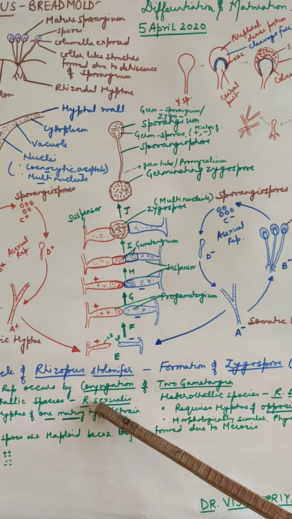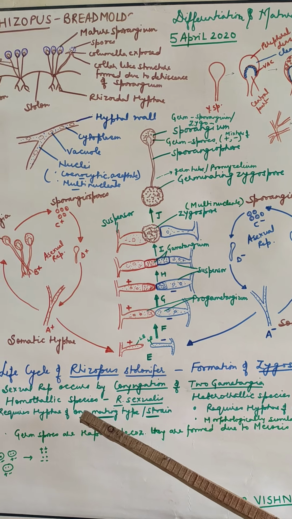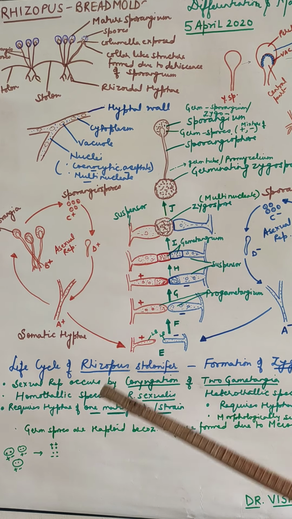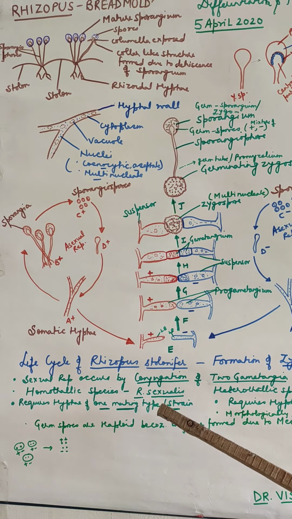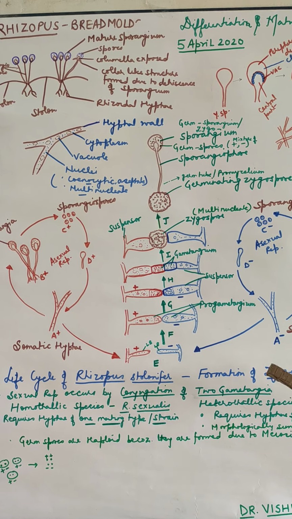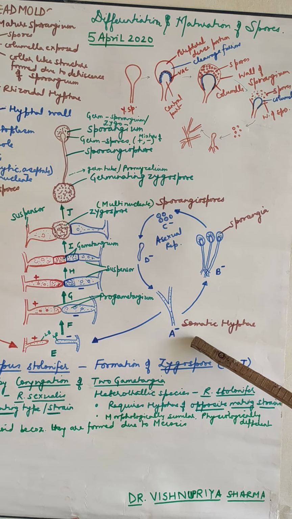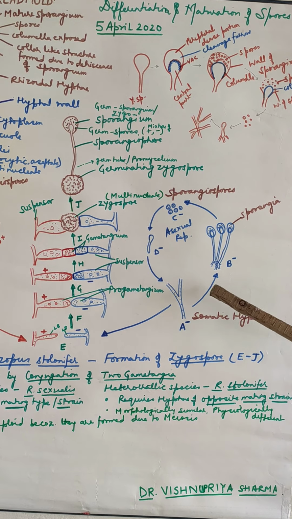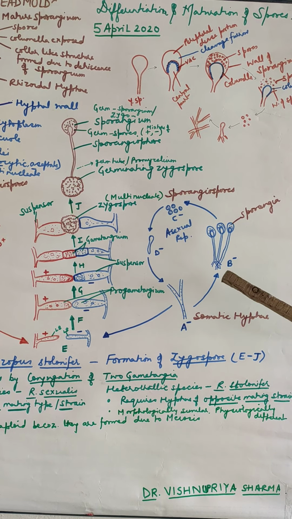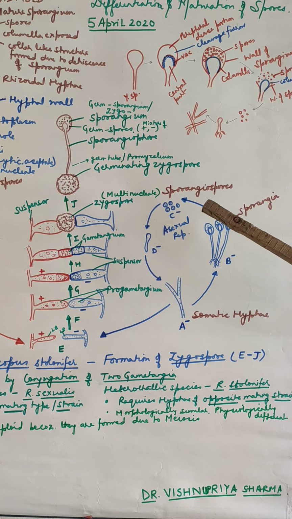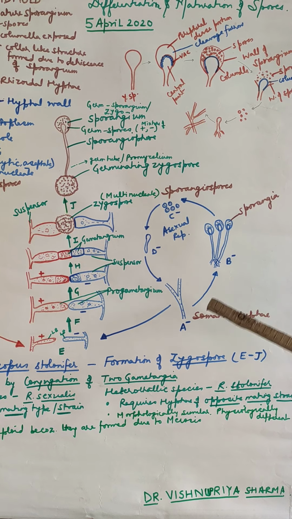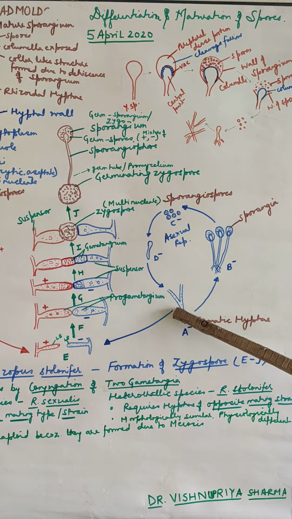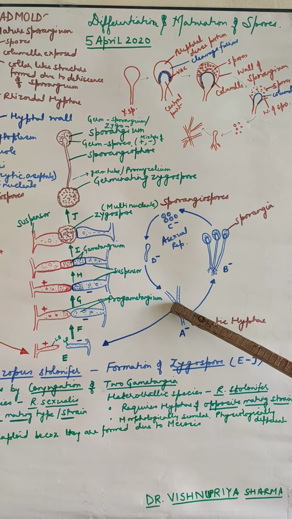Now what is a homothallic species and what is a heterothallic species? In the case of homothallic species, during sexual reproduction or the formation of the zygospore, only one mating type strain of hyphae is required. In the case of heterothallic species, as we can see in Rhizopus stolonifer, two types of hyphae, or two opposite strains, are required for the formation of the zygospore. Although these mycelia which show heterothallism are morphologically similar, they are physiologically different.